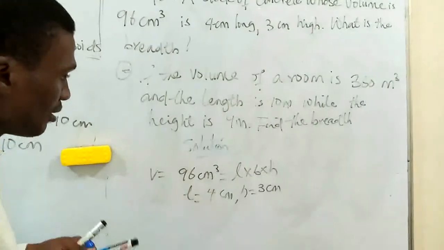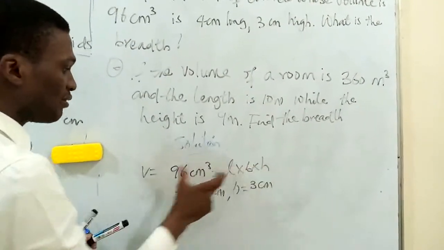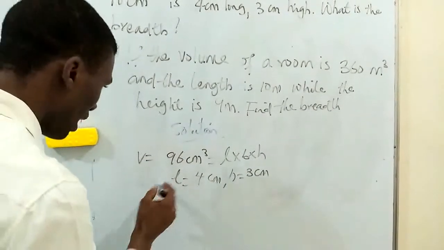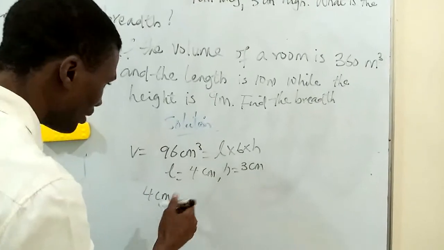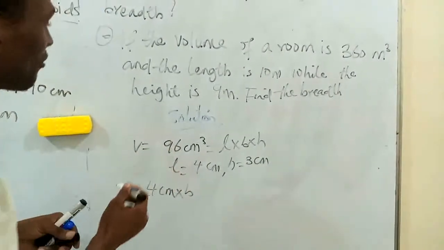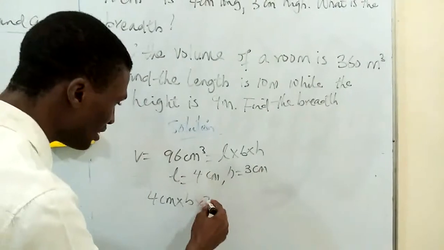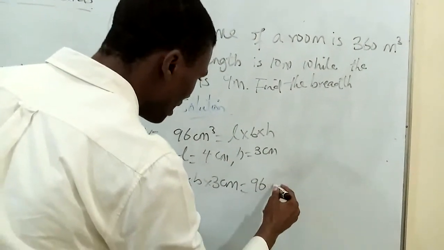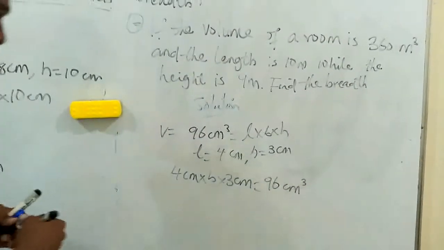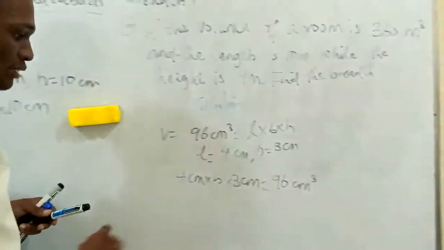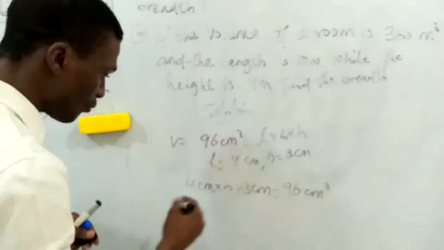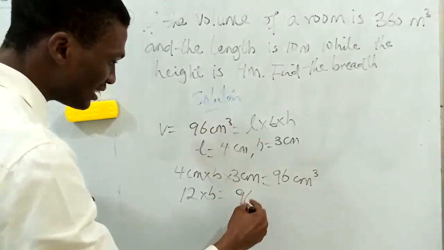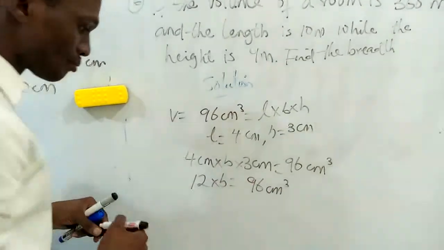Remember, our length times breadth times height gives us the volume, which is 96 cm cubed. So our length, we have 4 cm times our breadth, which is unknown, which we are finding, then times our height of 3 cm will give us our volume of 96 cm cubed. So we multiply the known numbers first. 4 times 3 gives us 12. We have 12 times breadth, which is unknown, equal to 96 cm cubed.